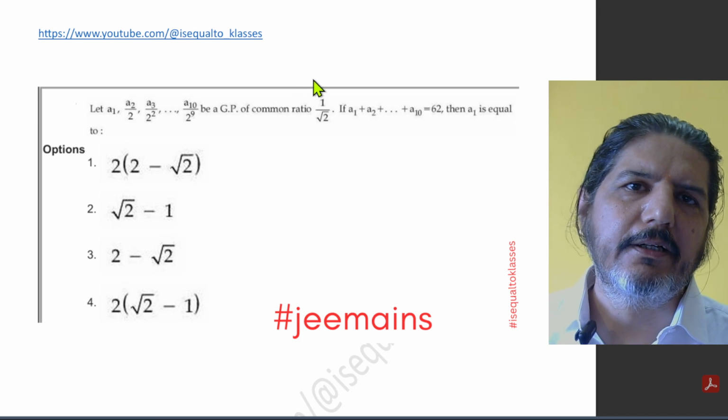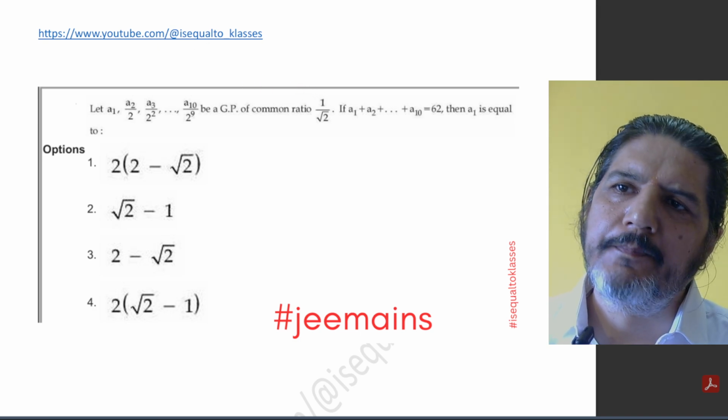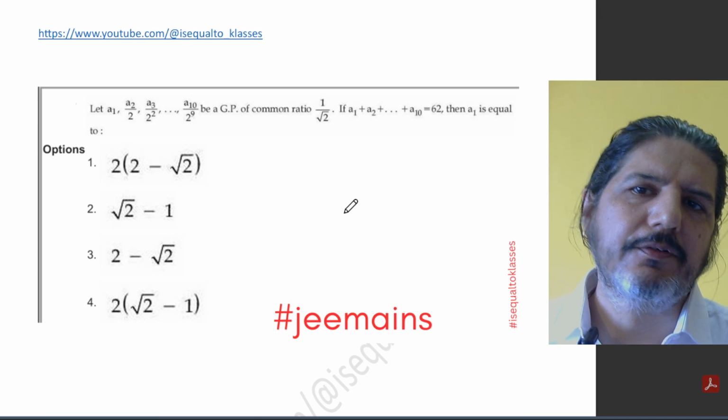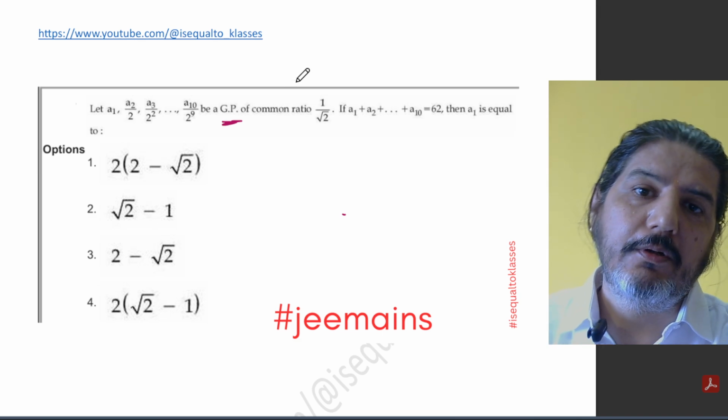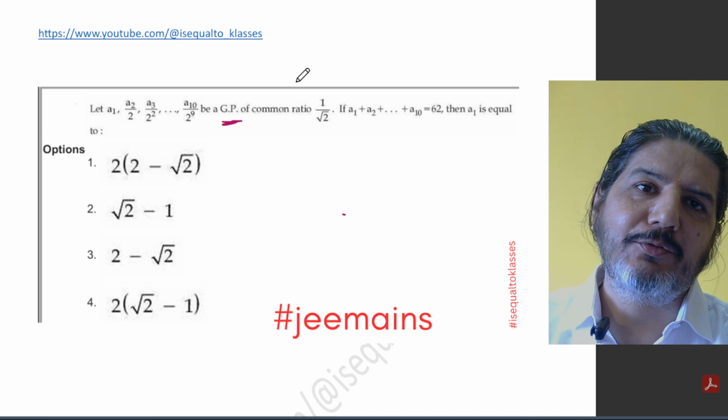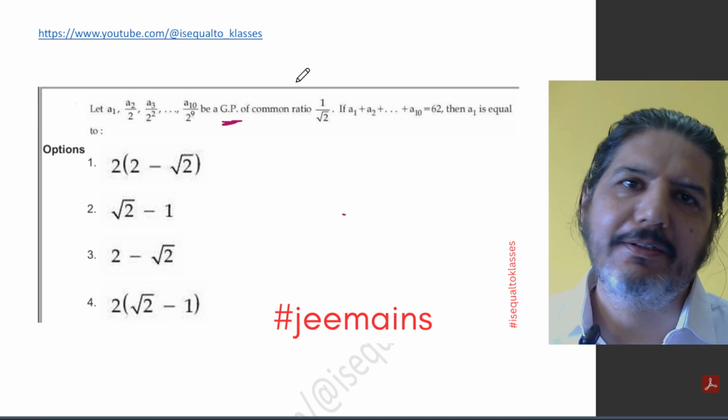Let's look at another interesting problem from the JEE Mains 2026 paper. So it's a GP paper. You can try on your own. You can pause the video, spend 5 to 10 minutes trying to solve the question, and then you can start looking at the solution.